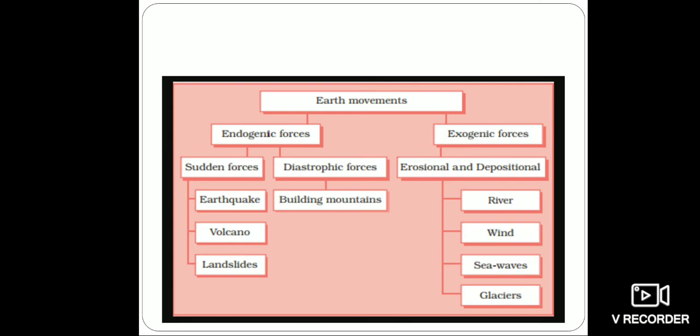So, Earth movements are caused by two types of forces, endogenic forces and exogenic forces. And we often say that the endogenic forces are creating the landforms, whereas exogenic forces are destroying the landforms.